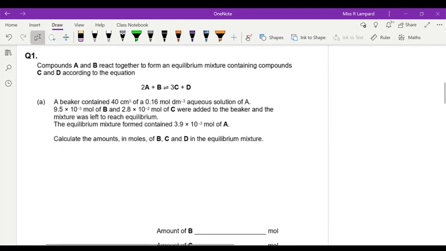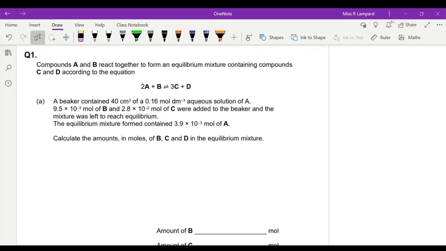So we're going to have a look at this question. I'm going to talk you through how I would answer it and model my thought process and some of the things that we need to take account of. So compounds A and B react together to form an equilibrium mixture containing compounds C and D, according to the following equation. And if you remember from my previous screencast, I would always highlight the balancing numbers because we know that they are important when calculating Kc.